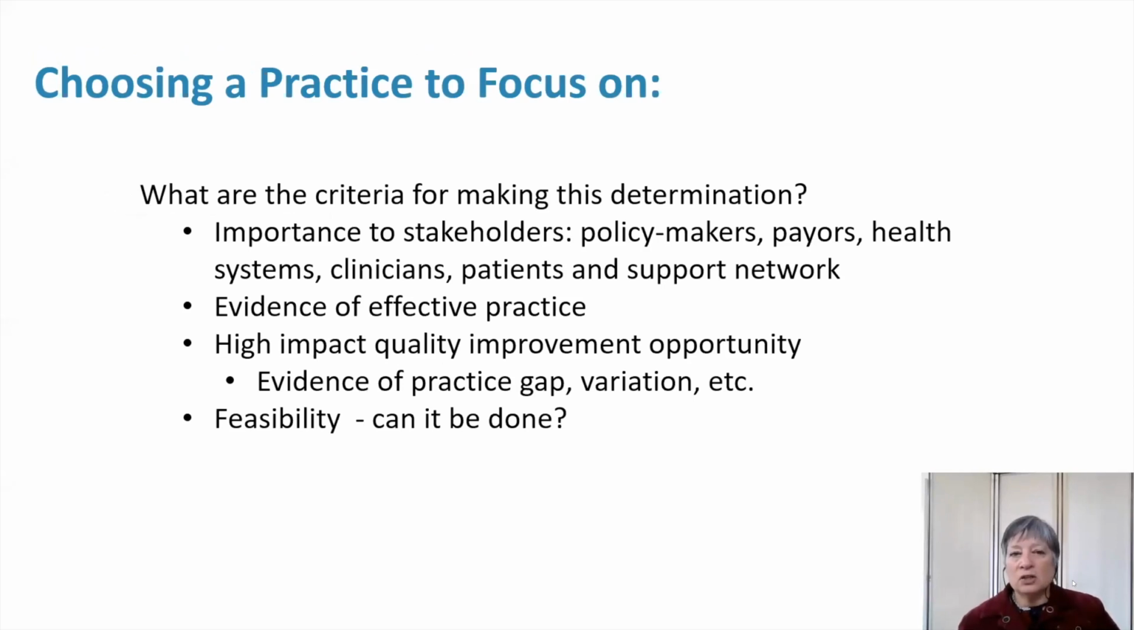The project should be important to stakeholders, as many of the relevant stakeholder groups as possible. So policymakers, payers, health systems, clinicians, patients, and their support networks. There should be evidence of effective practice. This has been discussed by others, in all of our CoStar institutes. And there should be high impact quality improvement opportunities there. There should be a real need to make a change, as evidenced by a practice gap or variation in practice. And of course, it should be a feasible evidence-based practice.